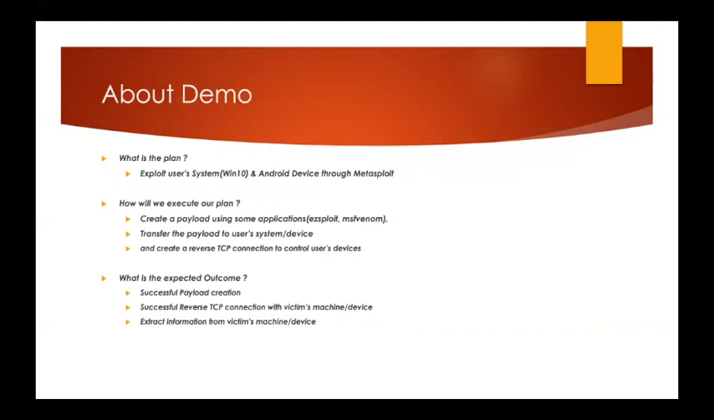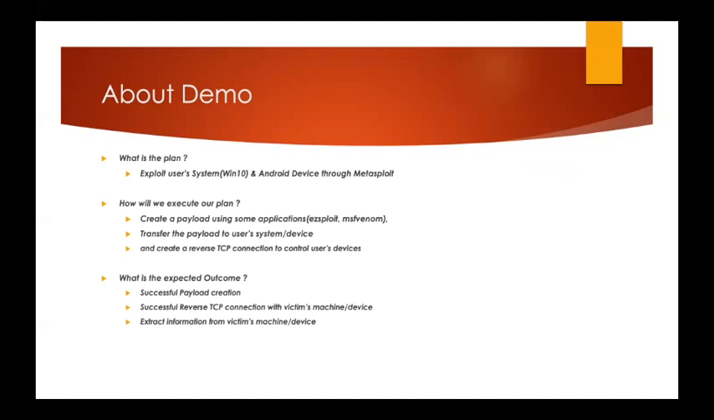So before starting with our demonstration, I would like to tell something about our demo. So there are three things. What is our plan? How will we execute our plan? And what is the expected outcome? Our plan is to exploit the user's system, that is Windows 10 and an Android device, through Metasploit. How will we execute our plan? We'll create a payload using some application like EasySploit or MSF Venom, then transfer that payload to the user system or a device, and then create a reverse TCP connection to control that device.